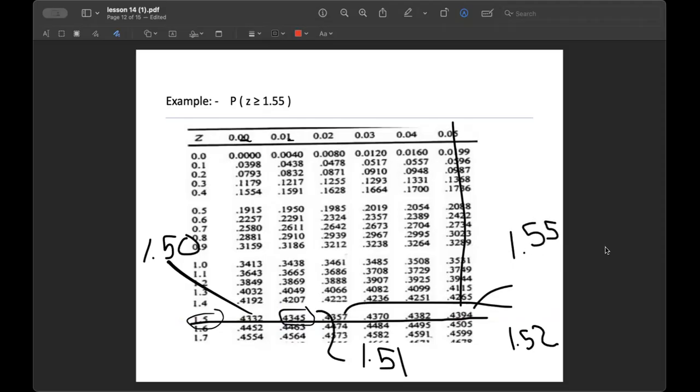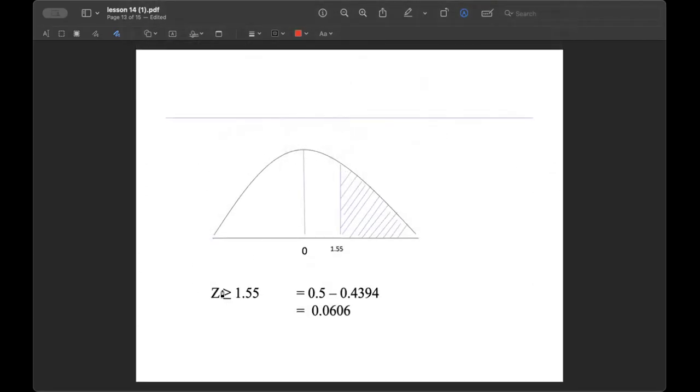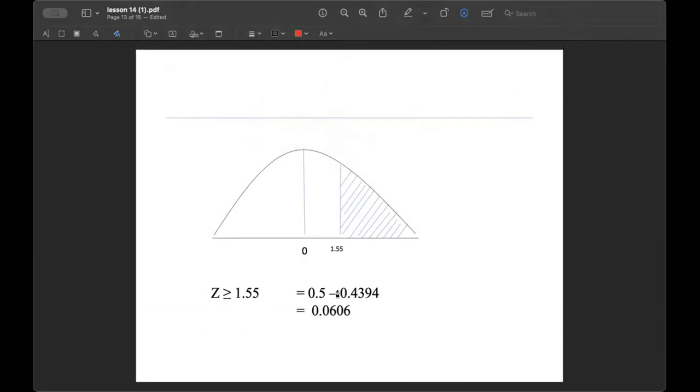Okay. So for the whole number and the first decimal place, the value comes from the left-hand side panel, and for the second decimal place, from the top. Okay. Then if z is greater than or equal to 1.55 now, we have to calculate the probability.